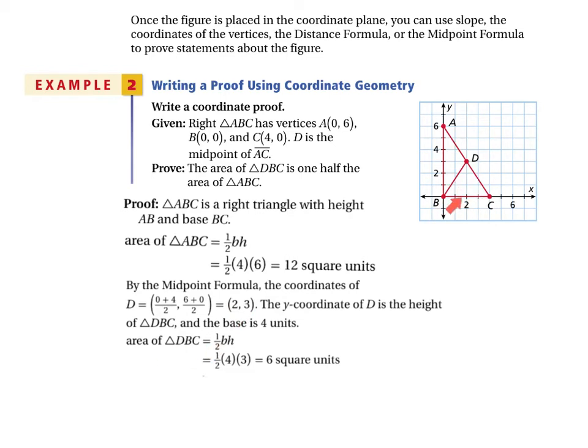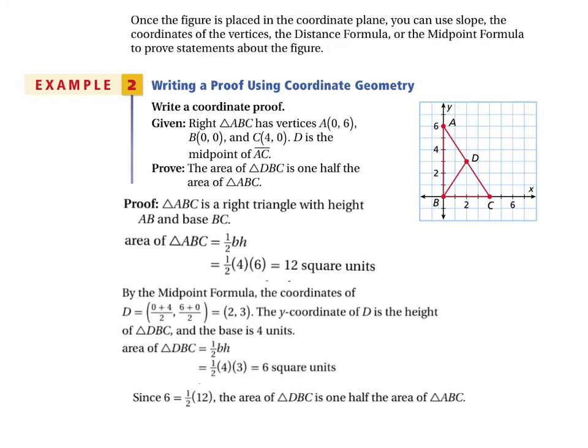So we know the base is 4 units, the height is 3 units, and that gives us 6 units. So we have the area of the big triangle is 12 square units, the area of the small triangle is 6 square units. So now we can make our final statement. Since 6 is half of 12, the area of triangle DBC is 1/2 the area of triangle ABC.